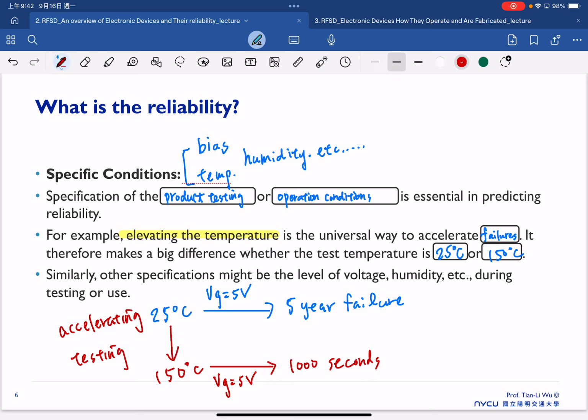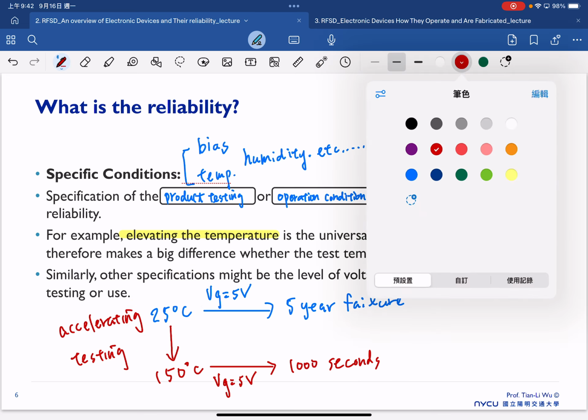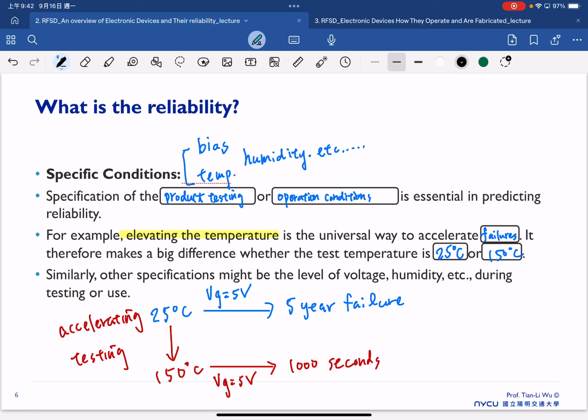Therefore, after we obtain this kind of information, the final step is that we still would like to understand what would be the failure time at room temperature. So at this moment, we need to apply a certain model. So we need to develop the model for the lifetime prediction.